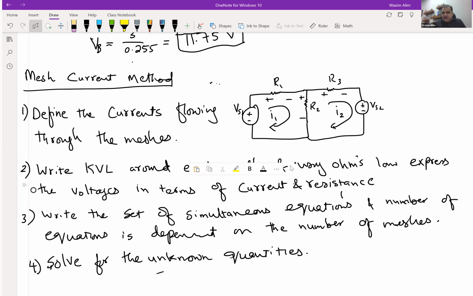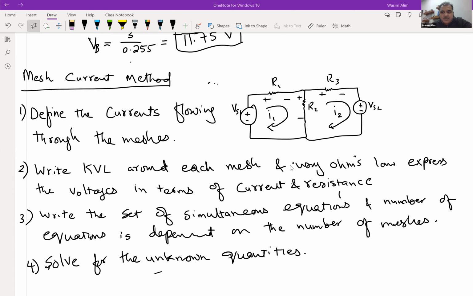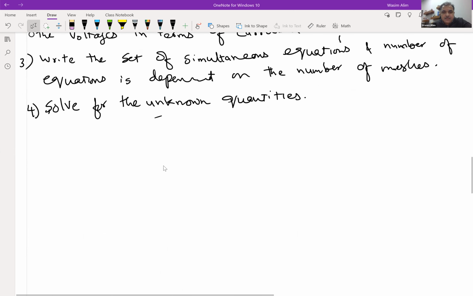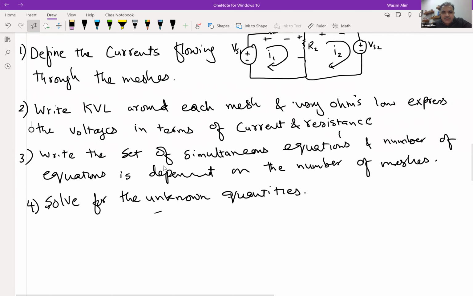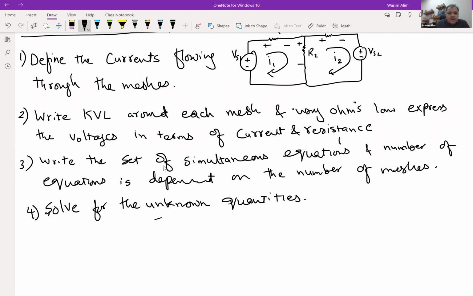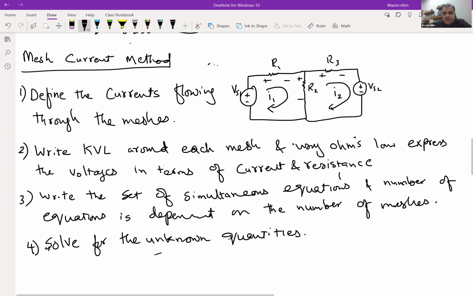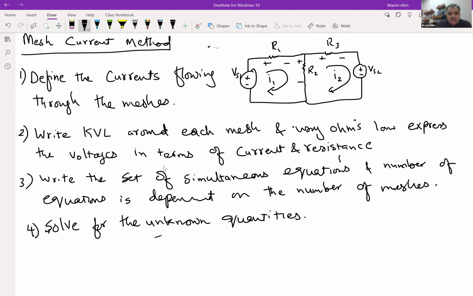Okay, so now based on this circuit, I will write my first equation. So if you look at this, what we have is mesh number 1. We can write the equation for mesh number 1 by the direction of the current. And since we have identified the polarities there, we will use those polarities.